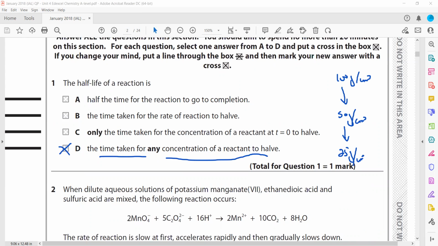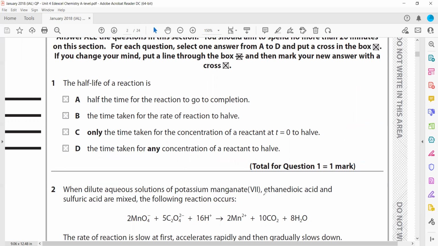So the time taken by half of the sample, or half of the amount, to react and form a product refers to half-life. Not half the time to complete, not half the time. It is basically the time taken by any concentration to become half of its original value. We call that a half-life.